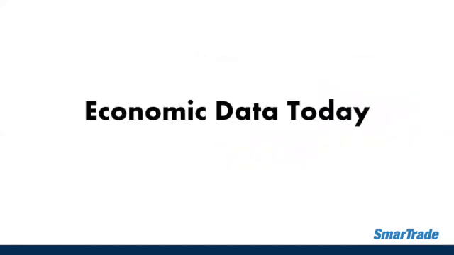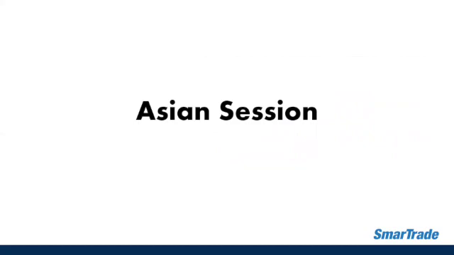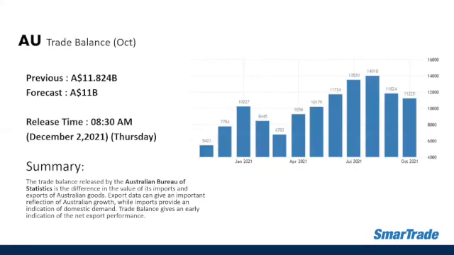And for today's economic data, during the Asian session, we have the trade balance for Australia for the month of October. The previous data was 11.824 billion Australian dollars, and the market forecast was 11 billion Australian dollars. And the actual data is 11.22 billion. So it meets the market forecast, but it's lower compared to the previous data. So this one did not create much volatility on the Aussie dollar, to be specific.